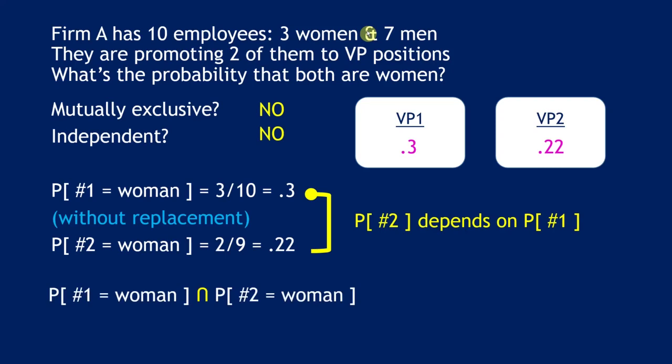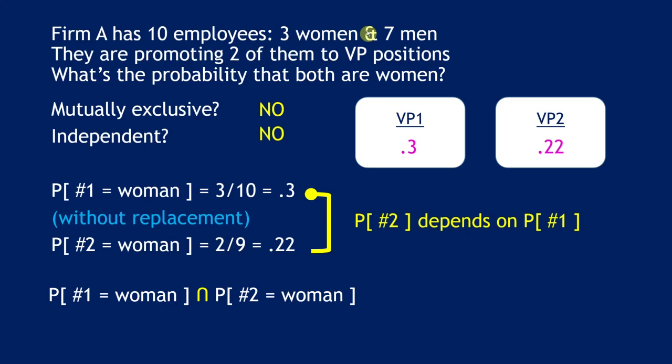So in order to calculate the probability that both VP promotions are women, we are looking at the intersection between the two probabilities. And because these are dependent, they're not independent of each other. These are not mutually exclusive, because both of them can happen, they don't exclude each other. However, they're no longer independent events.